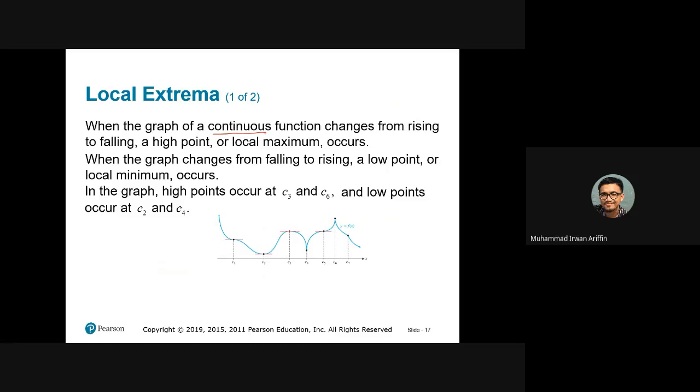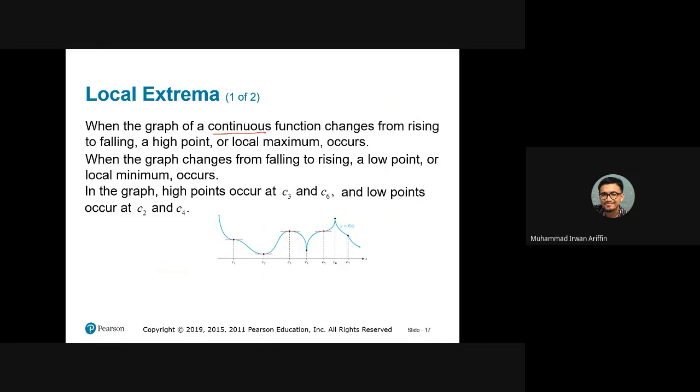Before C3 we go up, after C3 we start to go down. So up and down, so this is a local maximum. Okay, local maximum. What about C4? Well, C4 also, our graph changes, right? Going down and then we start to go up. So this is a local minimum.